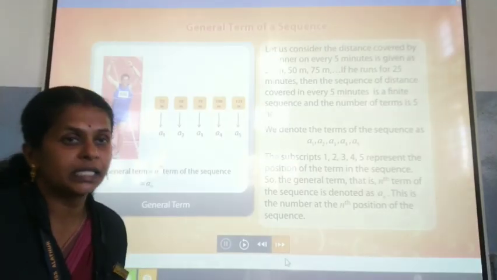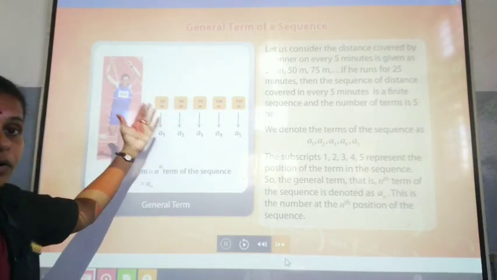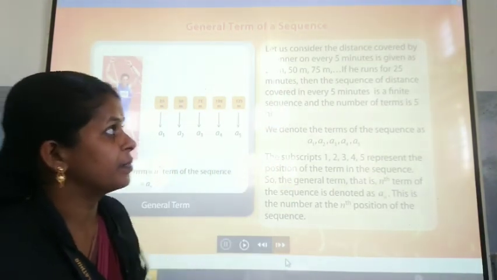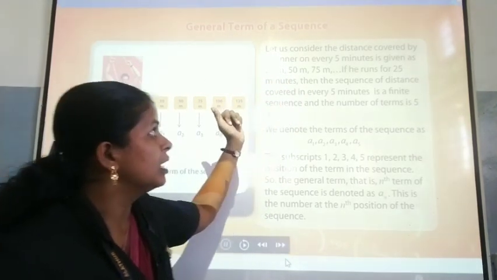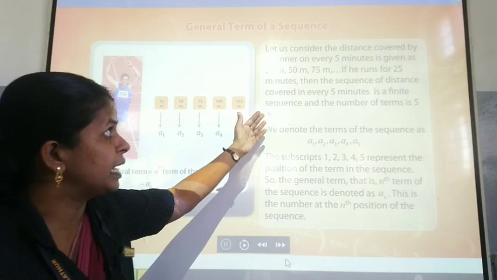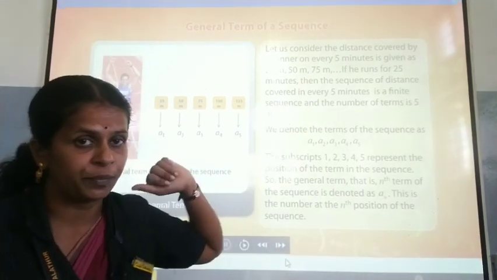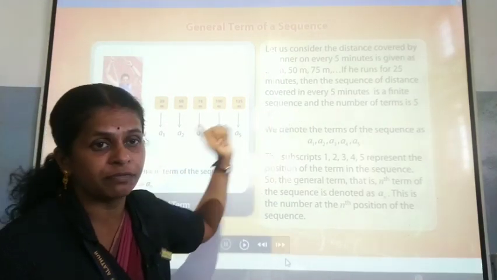Next, general term of a sequence. Let us consider the distance covered by a runner in every 5 minutes, given as 25 meters, 50 meters, 75 meters etc. If he runs for 25 minutes, the sequence of distances covered in every 5 minutes is finite, right? The number of terms is 5 here.